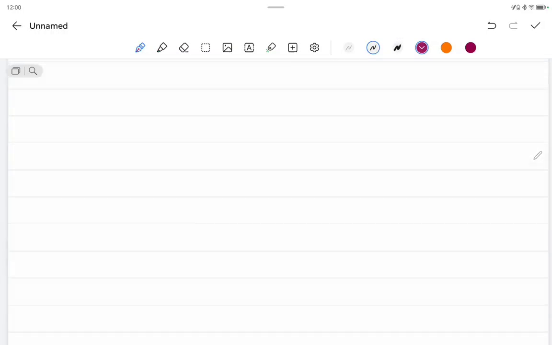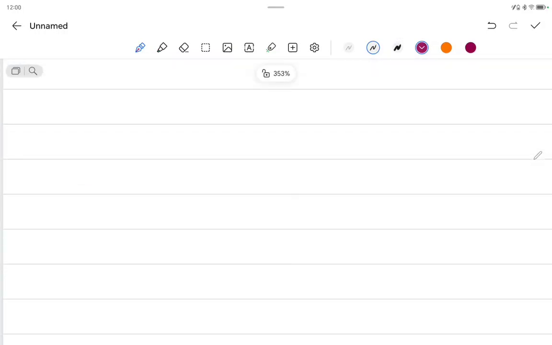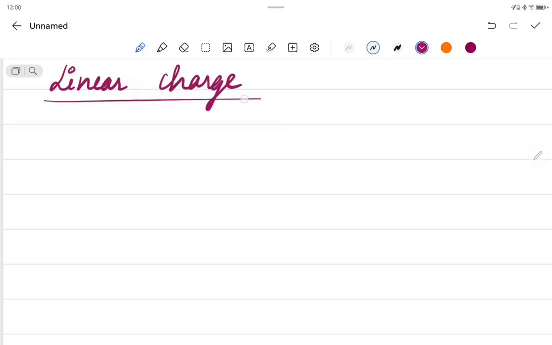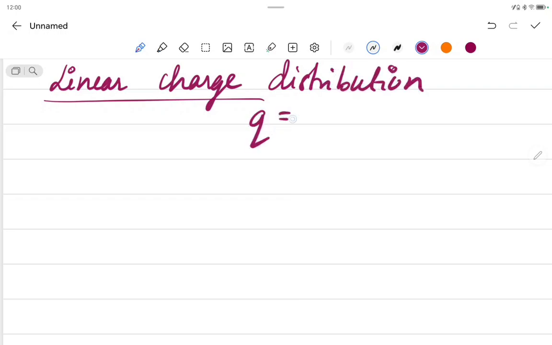Next we are going to learn the electric charge distribution. Let's take linear charge distribution first. The charge Q is nothing but lambda L. Lambda is the linear charge density, lambda is Q by L, that is, charge upon length. So if you want the charge, you take it as lambda L.